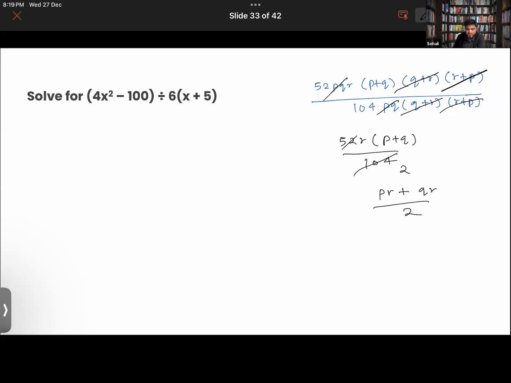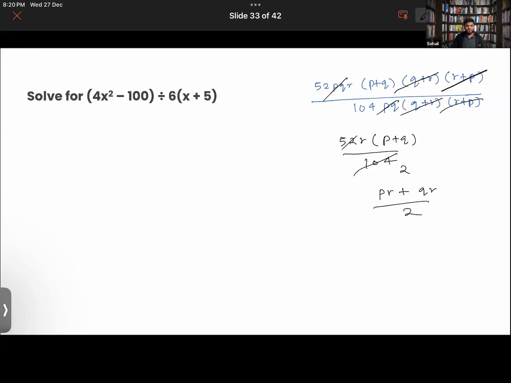Getting it now? So this is the answer you will be getting. It won't be solved any further. Everyone got this? If there is any confusion, please do let me know. So in this manner we are required to solve such questions.